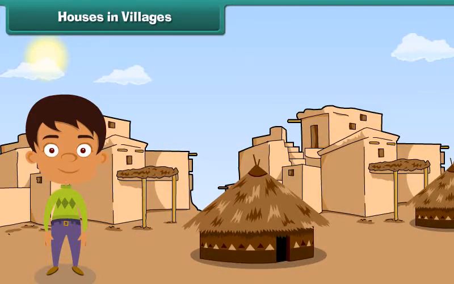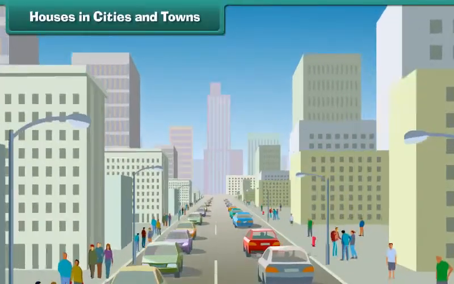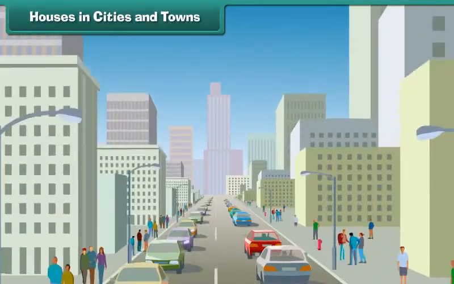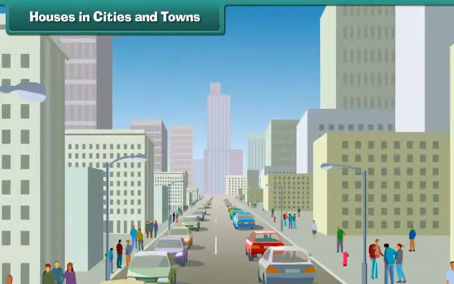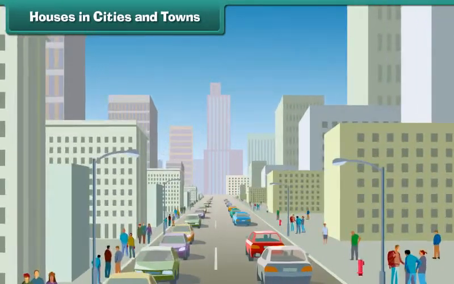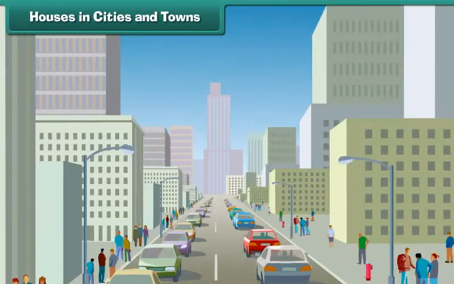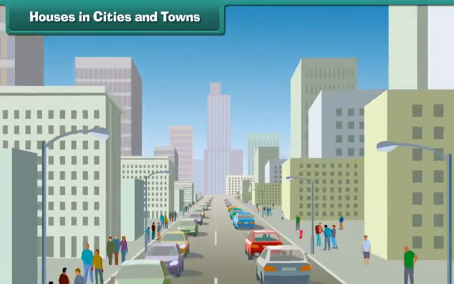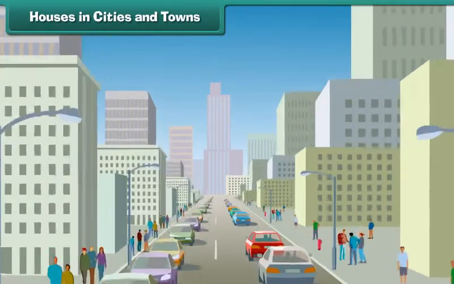Houses in villages. Houses in villages are made of mud, clay, straw, and bushes. They are called huts. Houses in cities and towns. In towns and cities, houses are built of bricks and cement. They are either single or multi-storied. Many different families live in these multi-storied buildings.